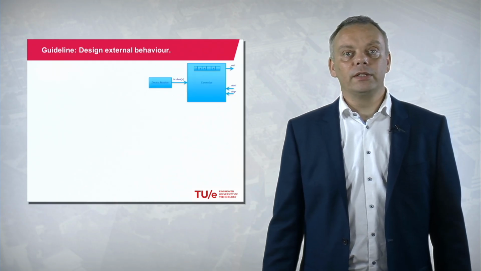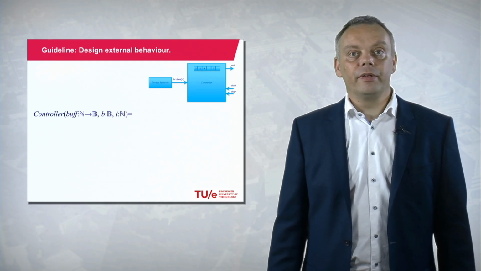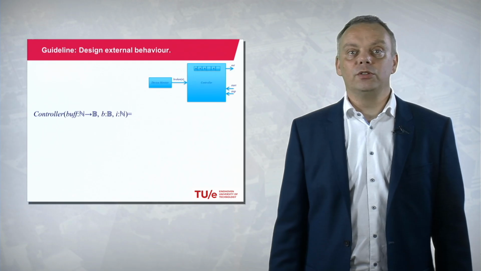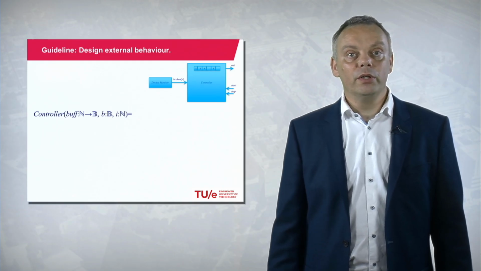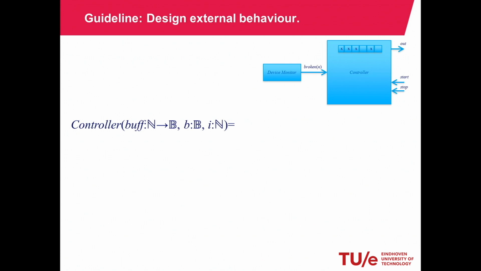So how do we specify this? We simply have the behavior of the controller. The controller has a buffer, which is just a function from natural numbers to booleans, indicating that a device is broken by true and that a device is correct by storing false. It has this boolean b, and b indicates that the system is working and can deliver out messages, then b is true, or it has been stopped, and in that case b is false, and then it is not allowed to deliver messages. And there is this index I, that's the index of the next device of which it must be reported that it is out of order.